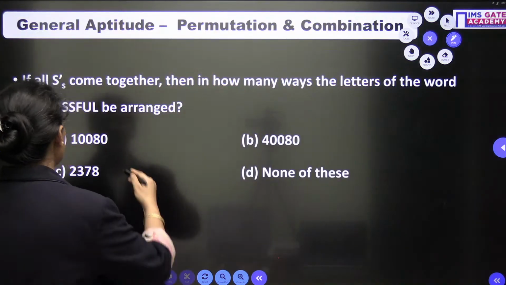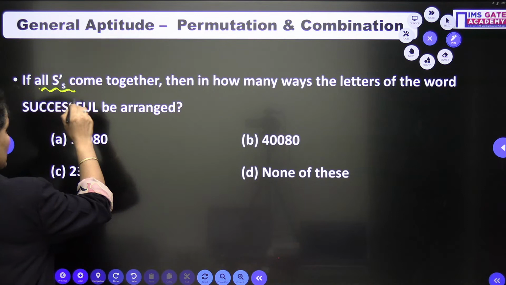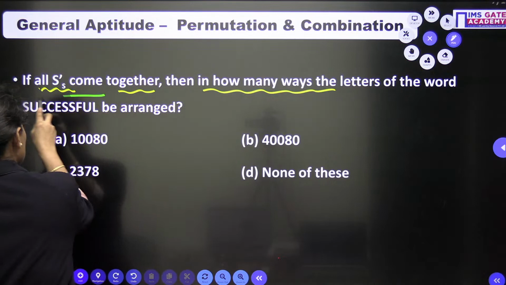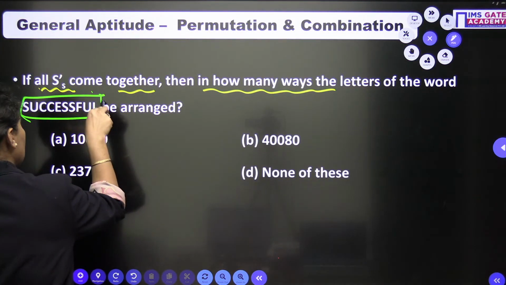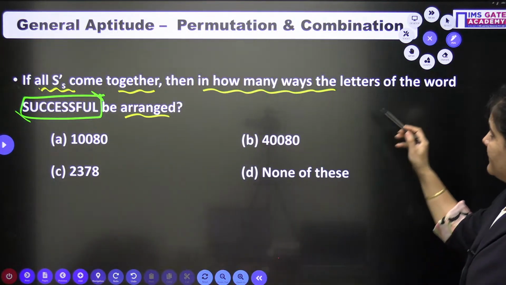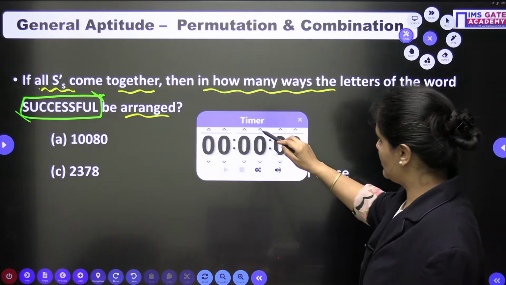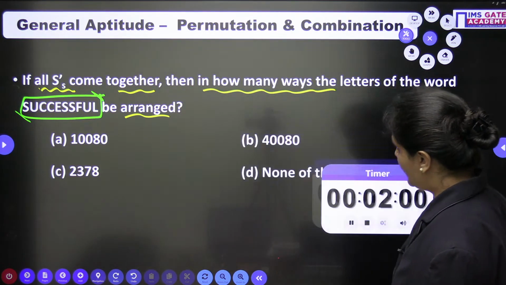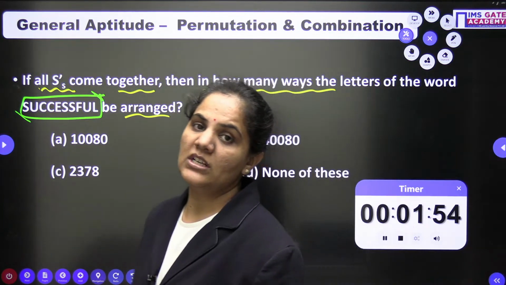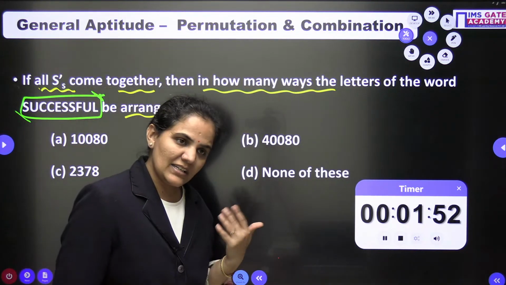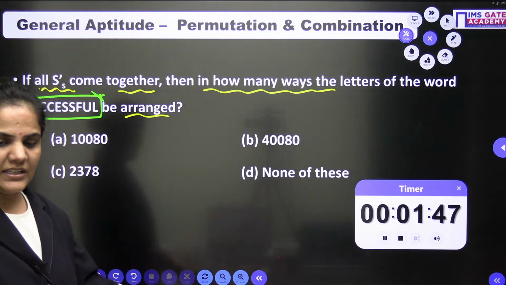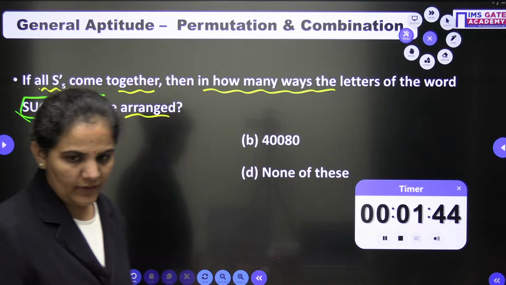All right, now let's come to the next question: if all the S come together, then in how many ways can the letters of the word successful be arranged? A good question again. Dear students, you should try this question. Everybody should try. Whatever result you are getting, please write it down in the comment box, so that I will get to know what answer you are getting, what approach you are using, whether it is right or wrong. We will discuss it here in detail. So just go for it, everybody.